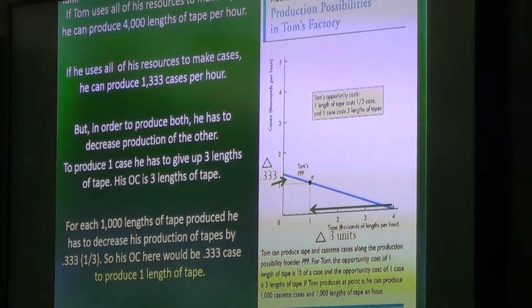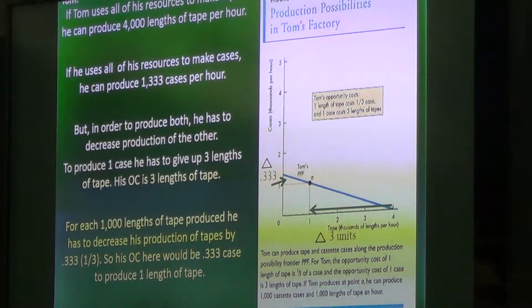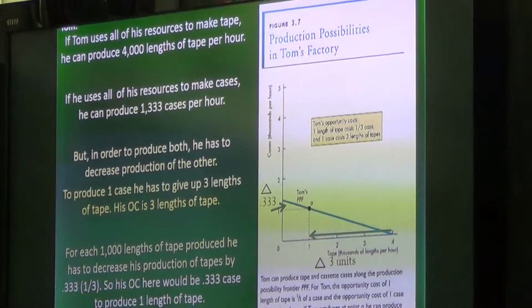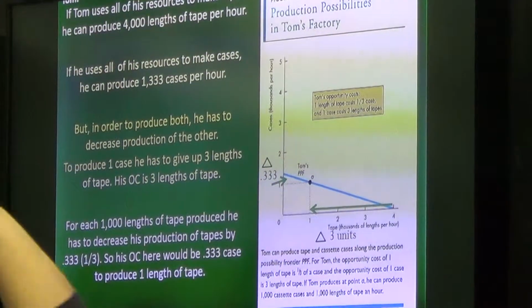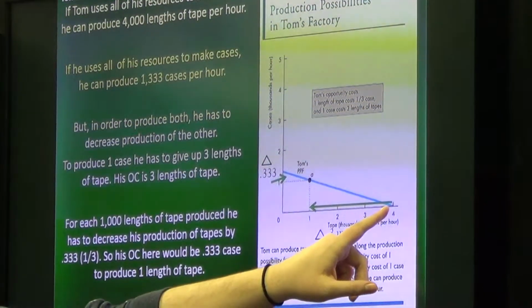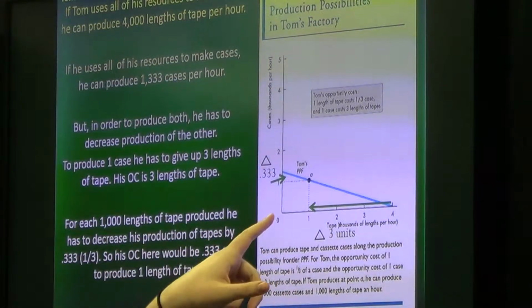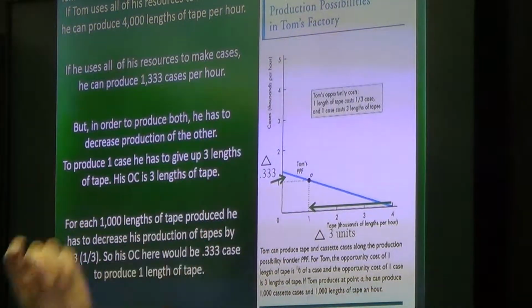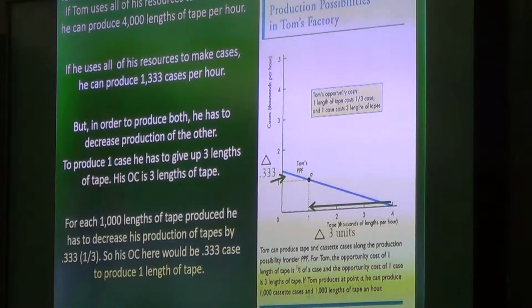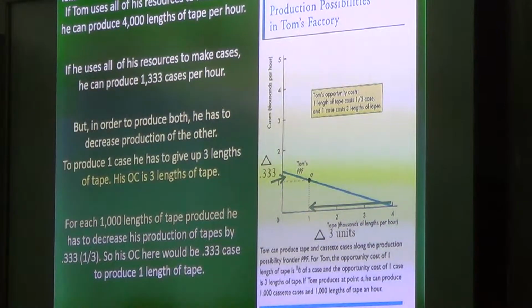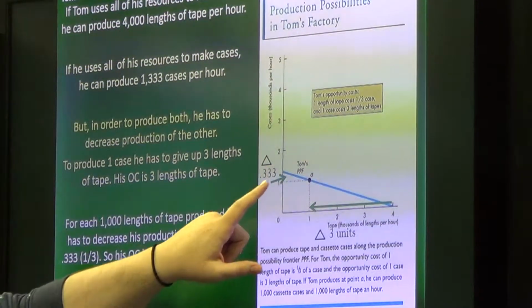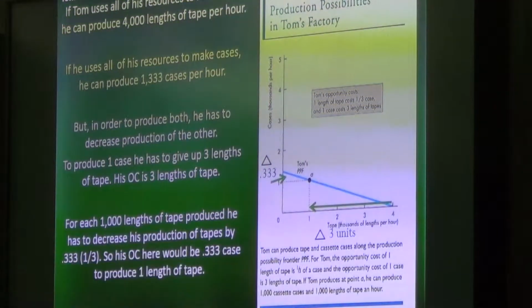If Tom uses all of his resources to make tape, he can produce 4,000 lengths of tape per hour. So here on the x-axis we have tape, in 1,000s of lengths per hour, and he's producing over here at 4, and then you can see on the y-axis he's producing no cases. So that's right here, but if he uses all of his resources to make cases, then he can produce 1,333 cases per hour as we're told in the problem.